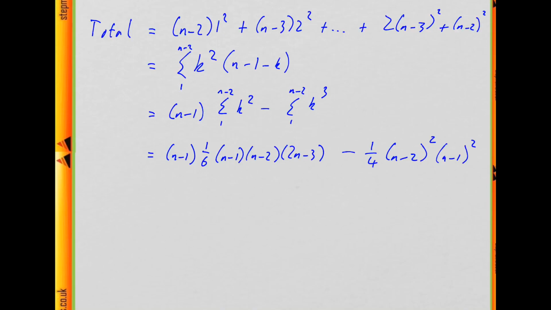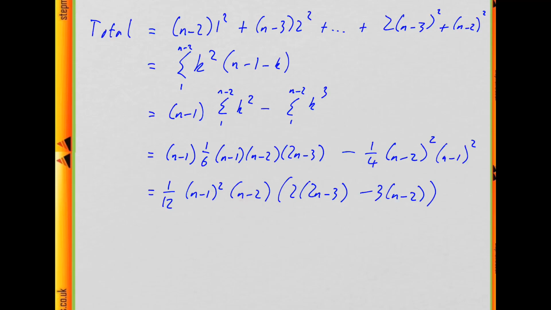Now again, we want to make this as quick as possible for ourselves. So the best way is to take out as many common factors as we can. So let's take all the fractions out, so we can take out a 12th. And also we've got 2 n minus 1 factors in each of these, and also 1 n minus 2 factor. So if we take those all out, we take out a 12th, (n minus 1) squared, (n minus 2).